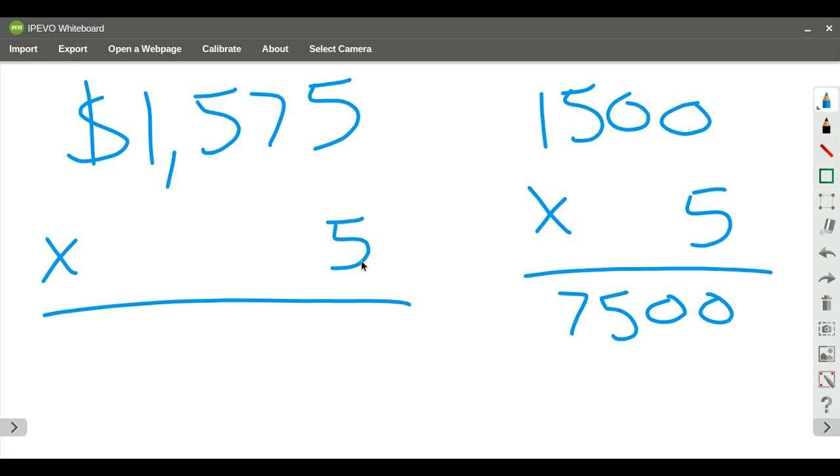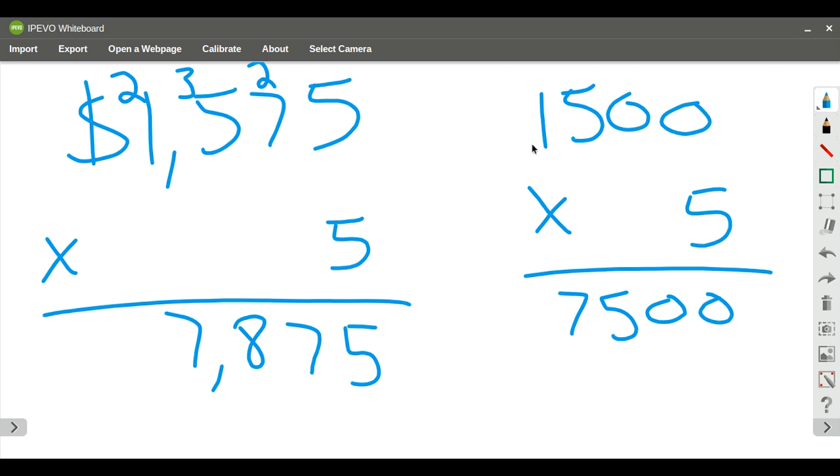So I'm going to go ahead and start multiplying. 5 times 5 is 25. I put down the 5, regroup the 2. 5 times 7 is going to be, I almost said 12. It's not 12. It's going to be 35 plus 2, which is going to be 37. So I put down the 7. I regroup the 3. 5 times 5 is 25 plus 3 is going to be 28. So I put down the 8. I regroup the 2. And then 5 times 1 is 5 plus 2 is going to be 7. So my answer is $7,875.